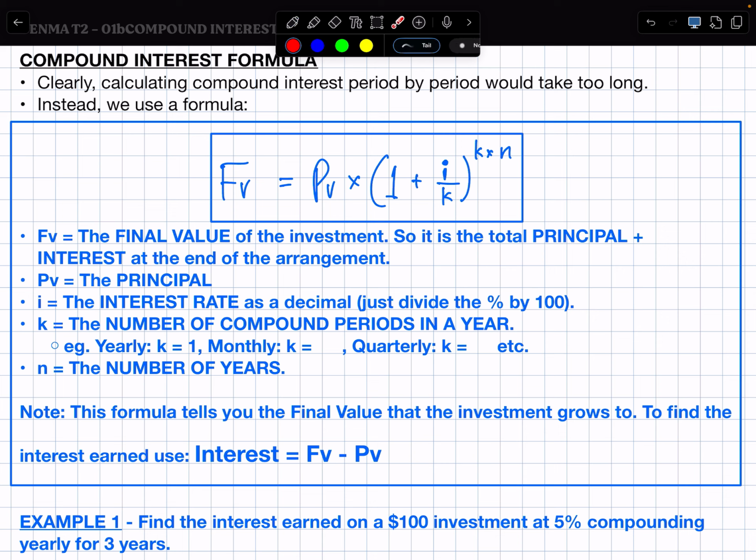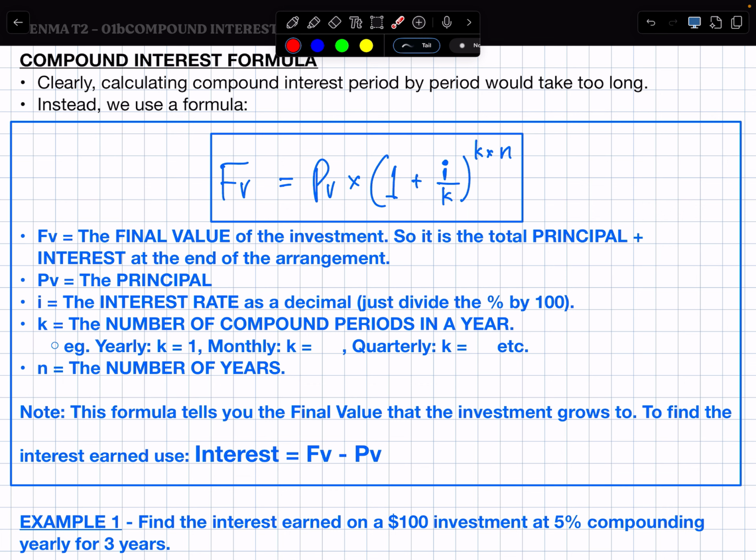What does FV stand for? It's the final value of the investment. It's what it grows up to. PV is the principal, what you started at. I is the interest rate as a decimal, so you just divide the percent by 100.